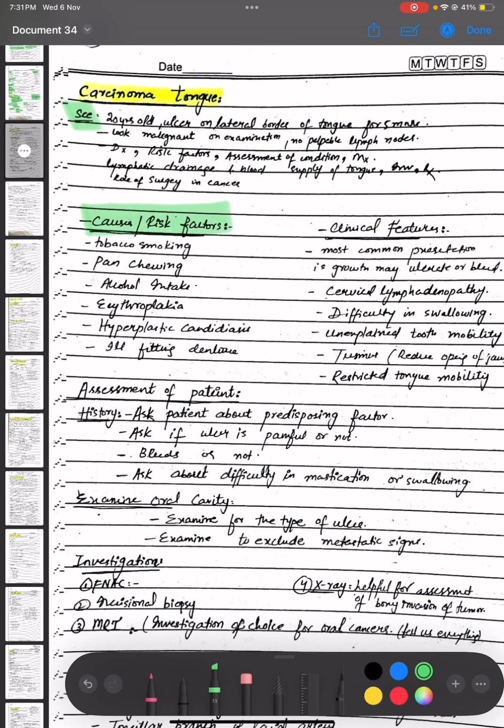What are the clinical features? Causes or risk factors: we have tobacco smoking, pan chewing, alcohol intake, erythroplakia, hyperplastic candidiasis, and ill-fitting dentures.